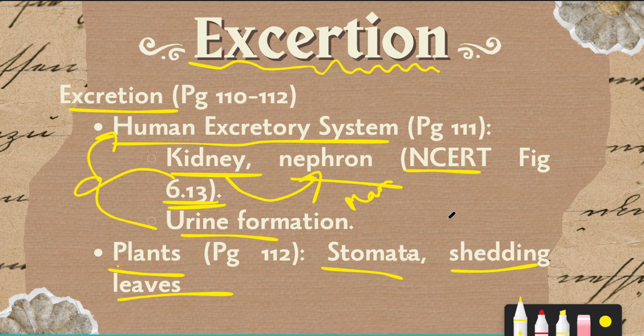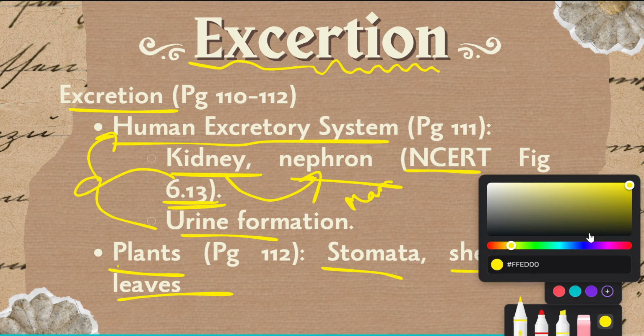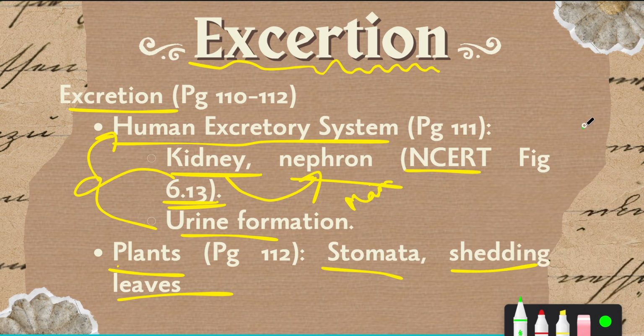Okay, urine formation. These are the most important components of plants: stomata and shedding of leaves. So how does this stomata look, children? Casually, when you think that you have to draw stomata, how do you think it is going to look?